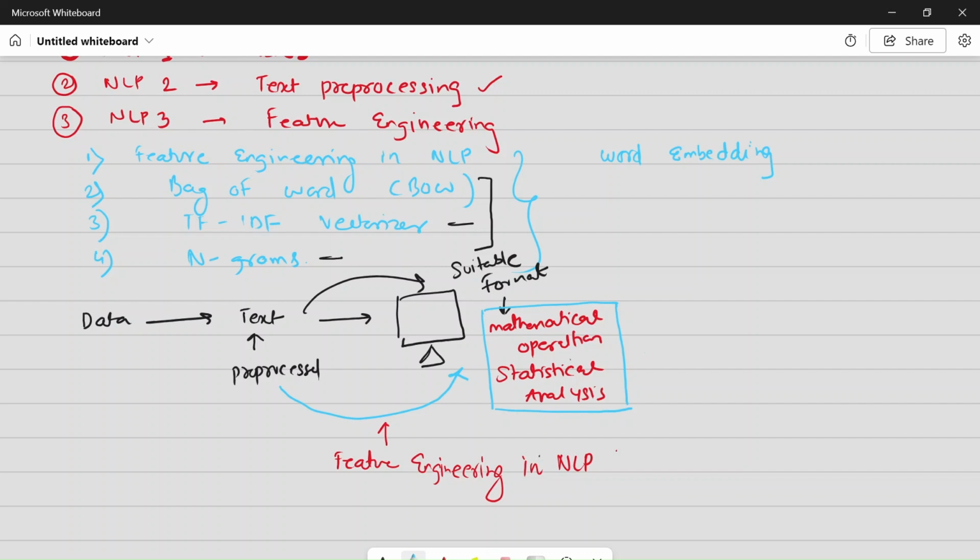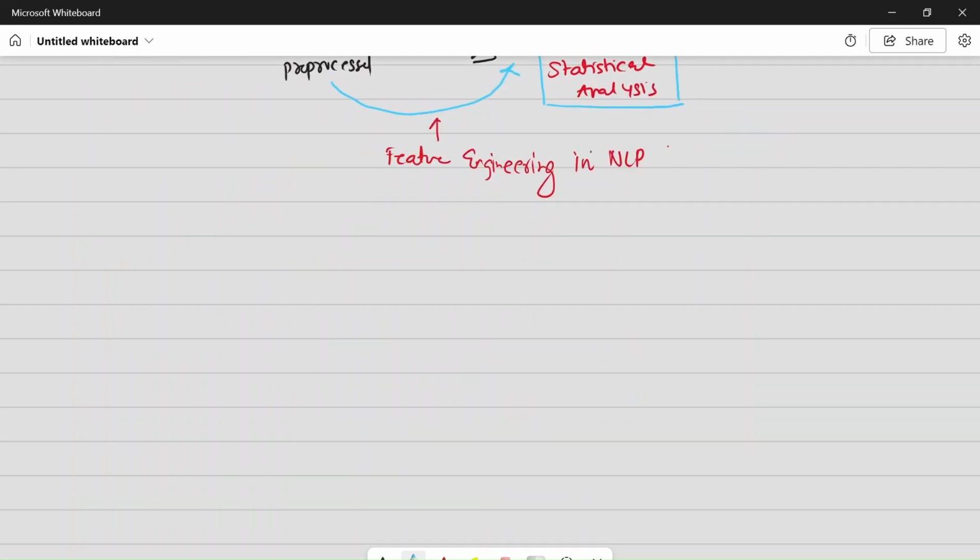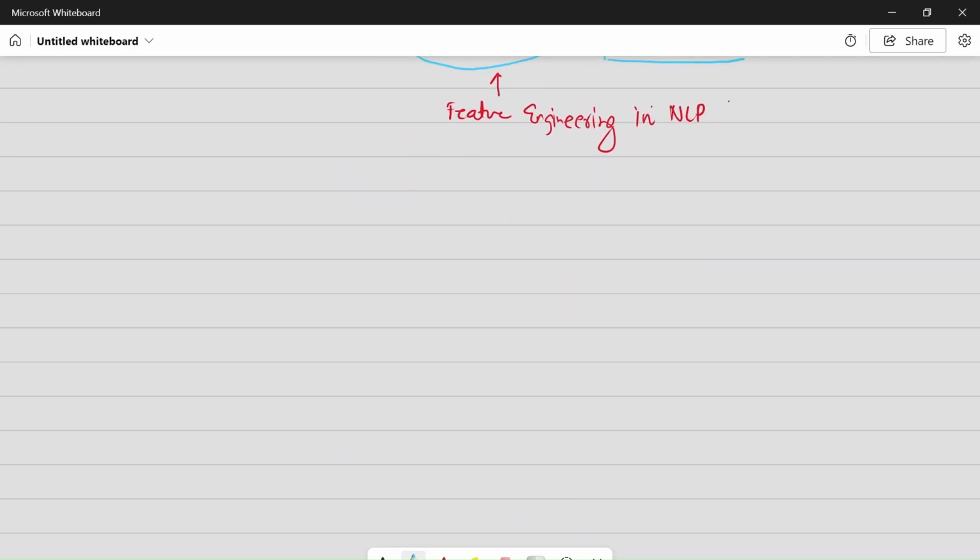Now let's understand the first technique called bag of words. In short, it is also called BOW, or bag of words.